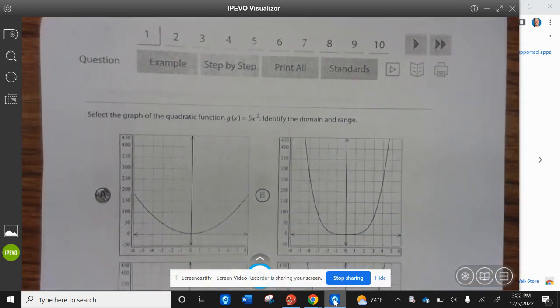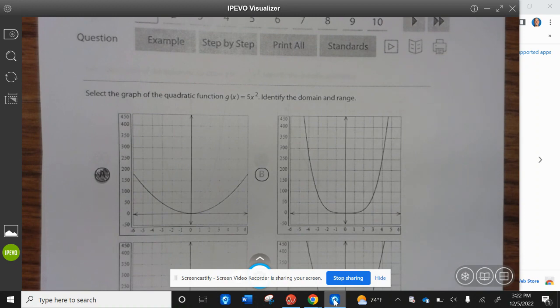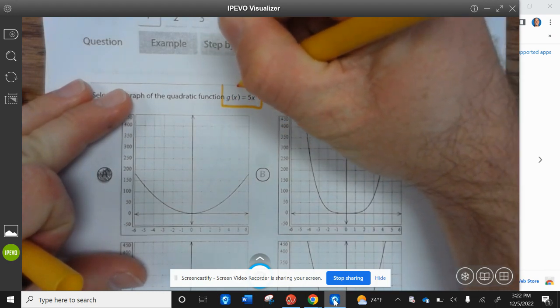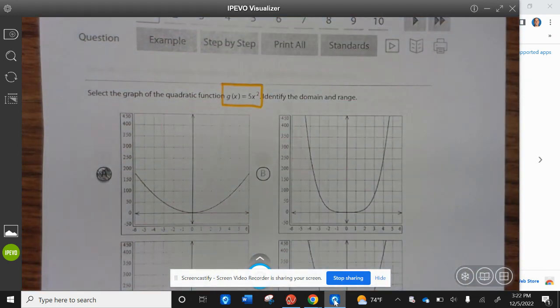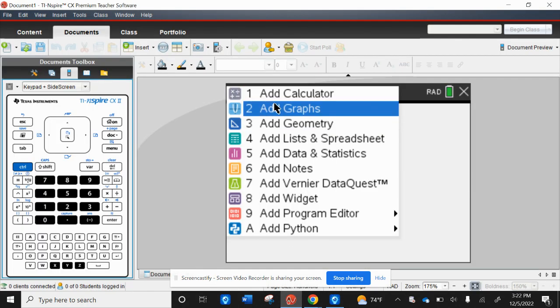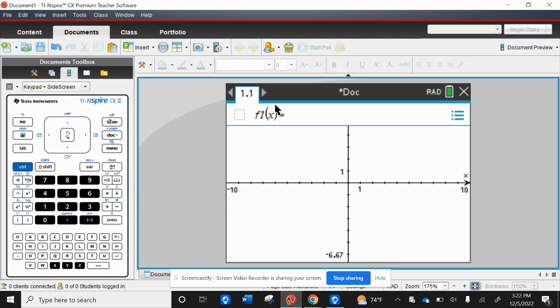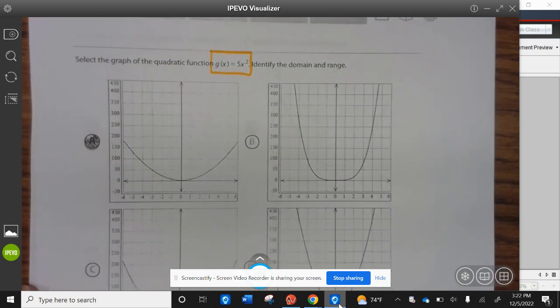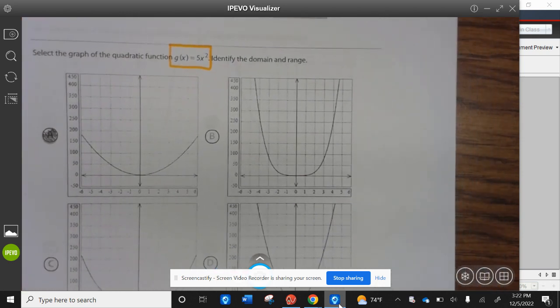Select the graph of the quadratic function g of x equals 5x squared. We're going to graph this in yellow. To do this, we're going to use our calculator. So I'm going to go to Add Graph and type in 5x squared. Now we want our graph to match the page, so we need to adjust the window settings.